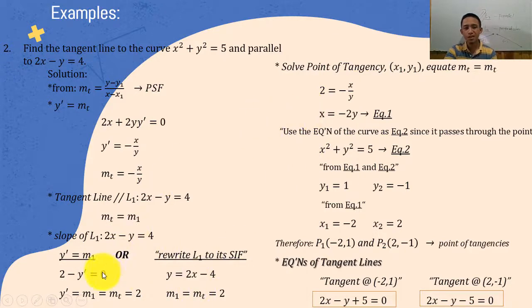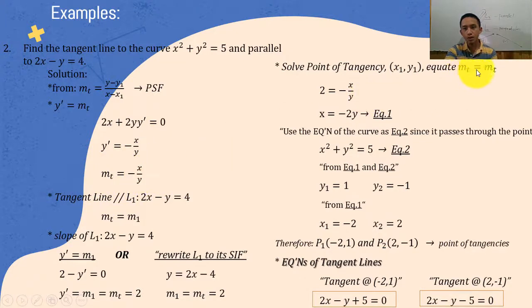Now you have the slope of the tangent. All we need to do is find the point of tangency. Again, for point-slope form, you should have the slope and you should have the point. We only have the slope, which is 2. So what will I do? I will solve for the point of tangency, x1, y1. Look at this. I did not yet use your first derivative here, or the mt equation.